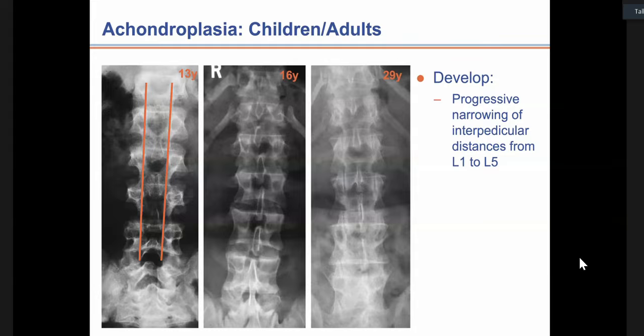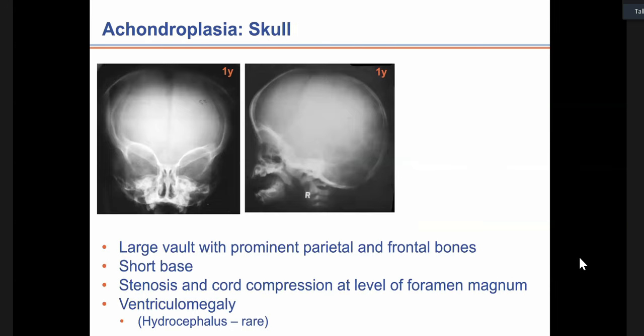In a normal individual, it gets wider from L1 to L5. In achondroplasia, it gets narrower. In hypochondroplasia, it may just stay the same. It won't widen and it won't necessarily become narrower. It's due to short pedicles, and then they get the spinal stenosis. And because of the short pedicles and the spinal stenosis, they may get the posterior scalloping.